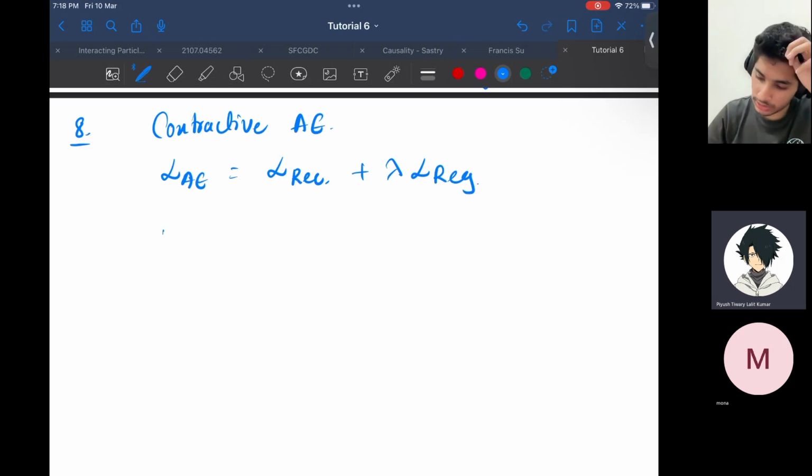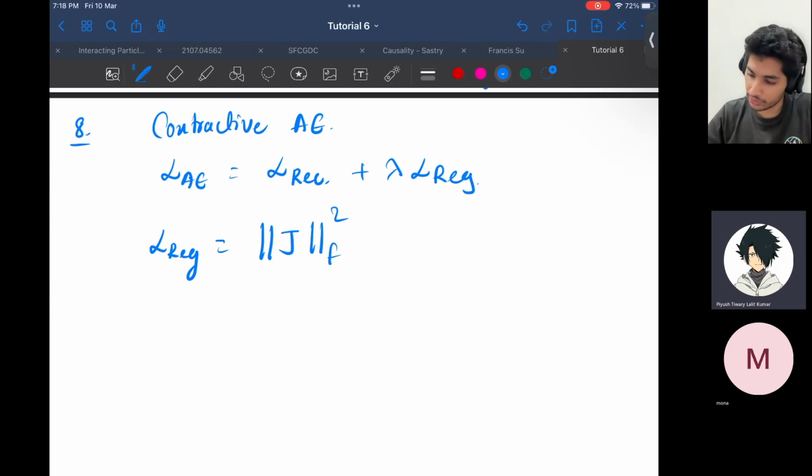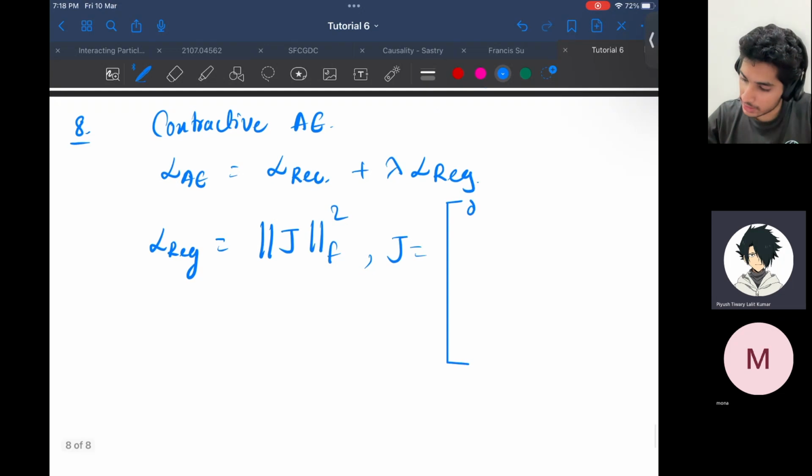And for contractive autoencoders, this L regularization, what is it? It becomes the Frobenius norm of the Jacobian matrix J, the Frobenius norm of it and square of it. So what is J here? J is basically a matrix. If x1, x2, x3 are your input and h1, h2, h3 are your learned representation, this matrix has del h1 by del x1 as first entry, del h1 by del x2 as second entry.